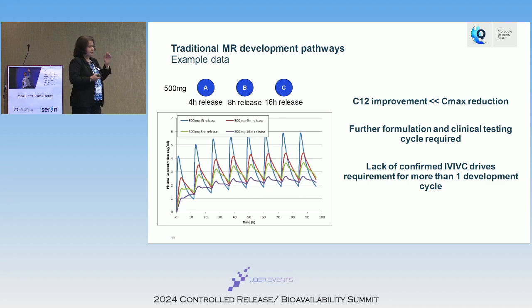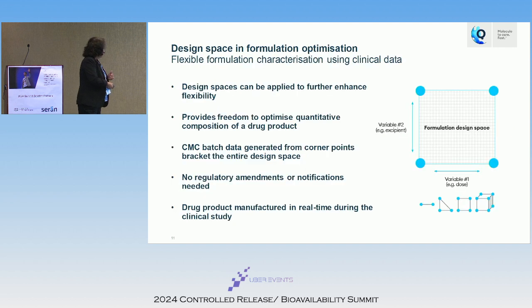And so when we do in vitro testing, we have no idea how this is going to perform in vivo. So this lack of confirmed IVIVC actually drives us sometimes into a second cycle. And if we have to go back into this cycle, you know that we would go back to basics and start formulation development again. And this is avoided by the design space.